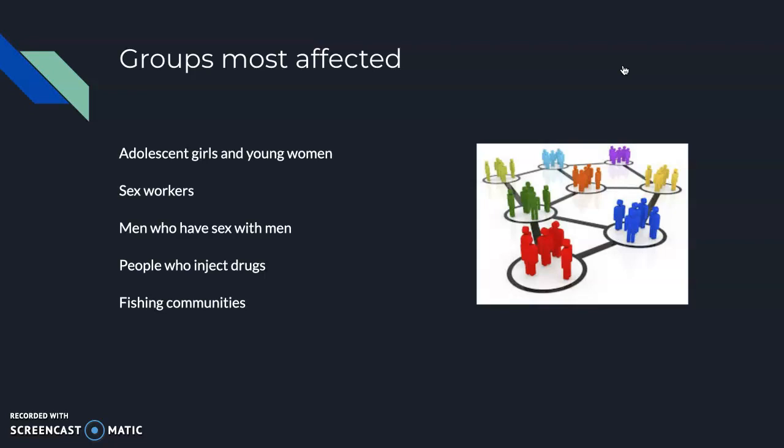The groups that were most affected in Uganda were adolescent girls and young women. HIV prevalence was 4 times higher among young women aged between 15 and 24 than young men of the same age. And this was due to gender-based violence, which included sexual abuse, and a lack of access to education, health services, social protection, and information on how to cope with these injustices.